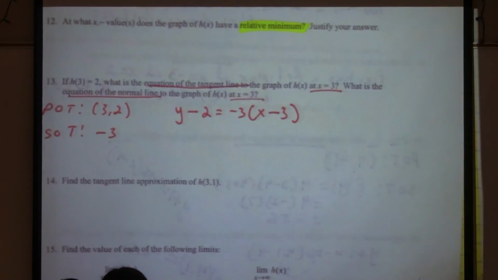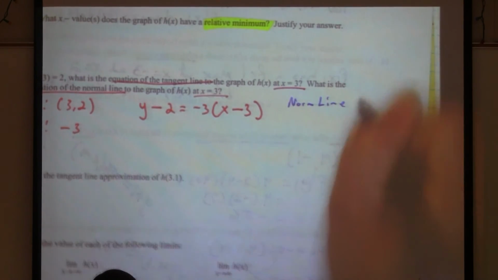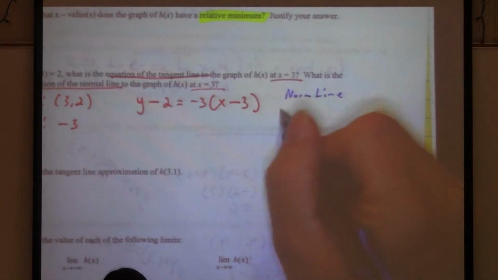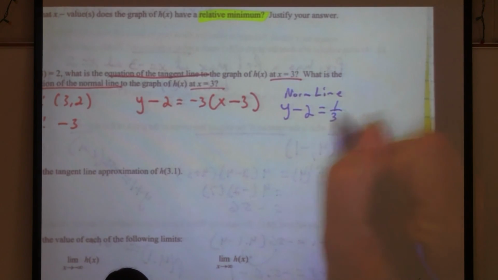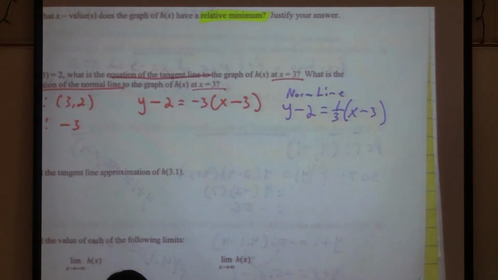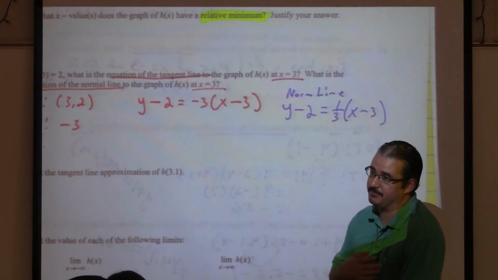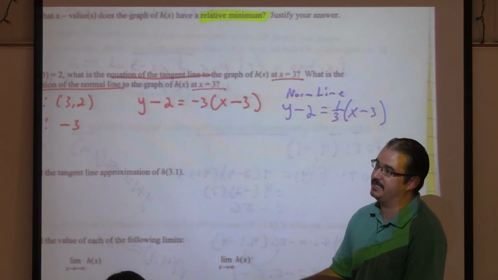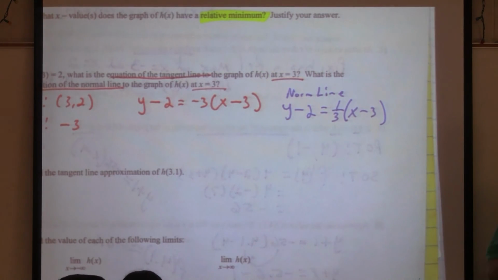And they want the normal line, right? So what's my normal line? Y minus 2 equals 1/3 times x minus 3. Is it perpendicular to the tangent line? Yes. So if I ask you, give me the equation of the line that is perpendicular to the tangent line, you're not going to freak out, right? No. You're going to know that that means the normal line.